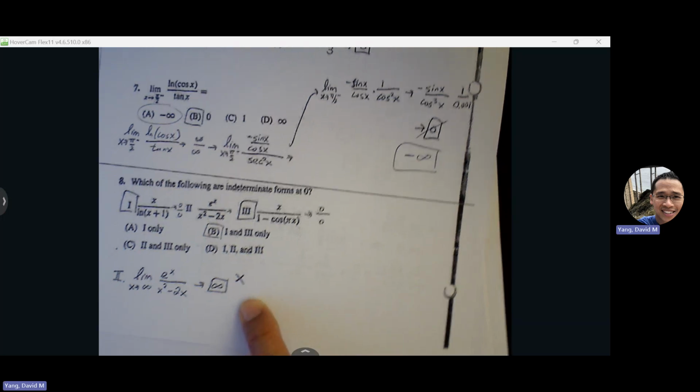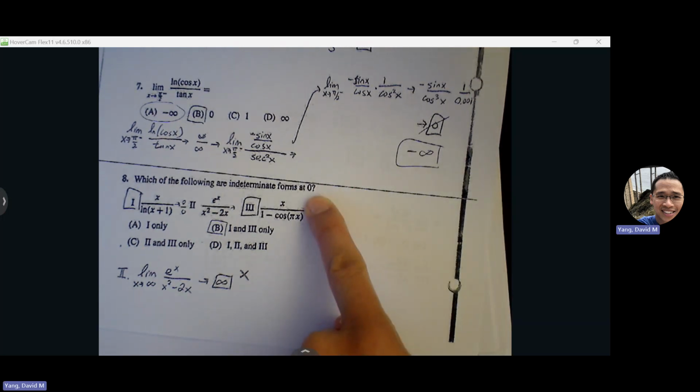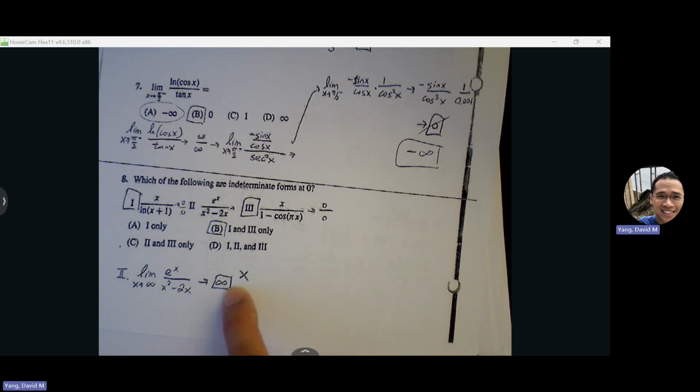Yeah, this one, I don't know why. Maybe it's because it's at 0. We're looking for 0 over 0. That's why, yeah. But technically, it is indeterminate form. We are getting infinity over infinity. Yeah, sorry, it's a bad question.